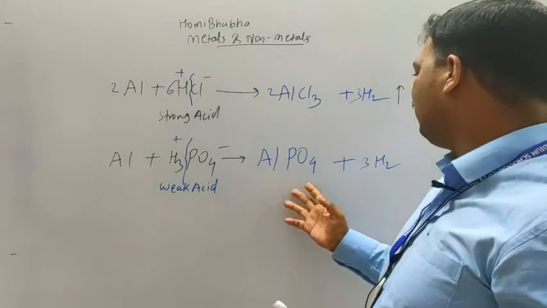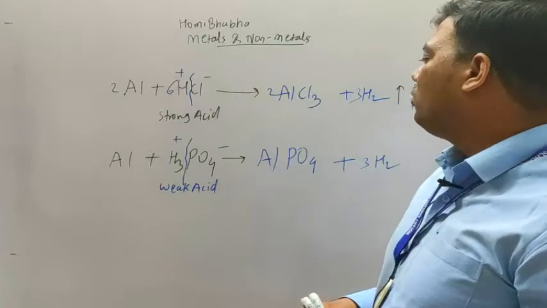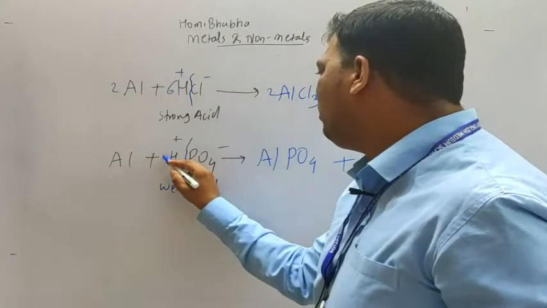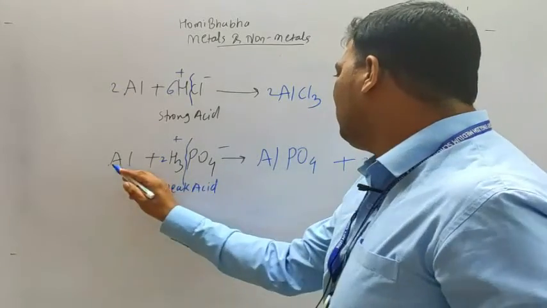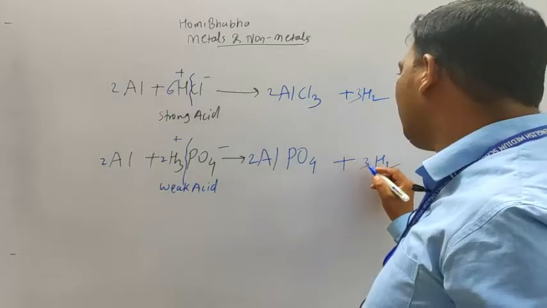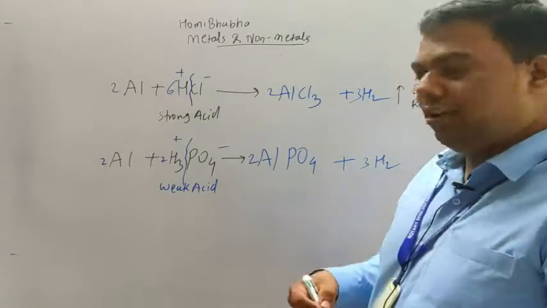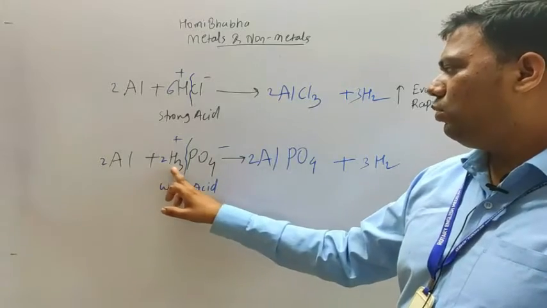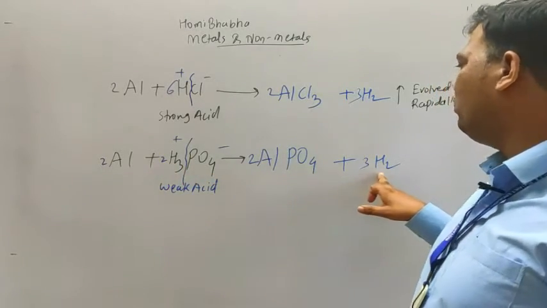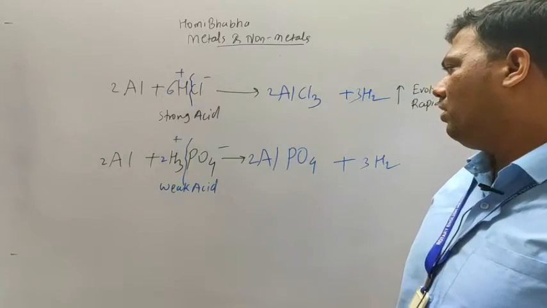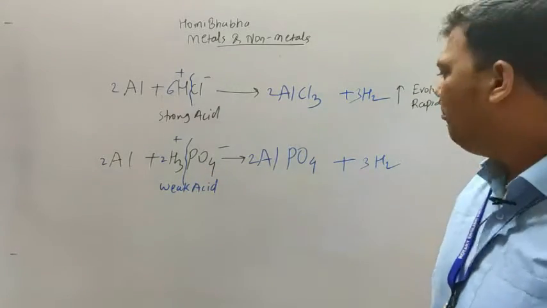Now we will see balancing the reaction. For balancing, we have to do one thing. Here 2, here also 2. Is our reaction balanced or not? We will cross-check. 2Al, here also 2Al. 2 times 3 is 6 hydrogen, here also 6 hydrogen. 2PO4, here also 2PO4. Understood? So our reaction is balanced.